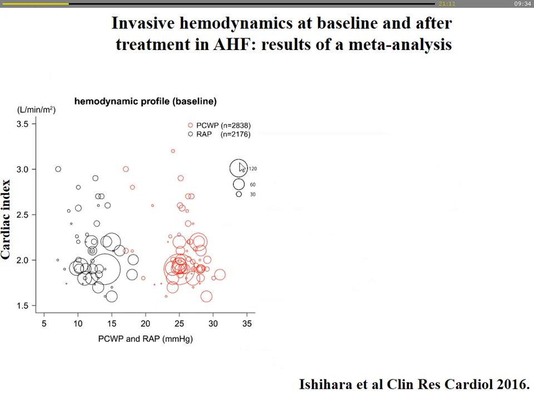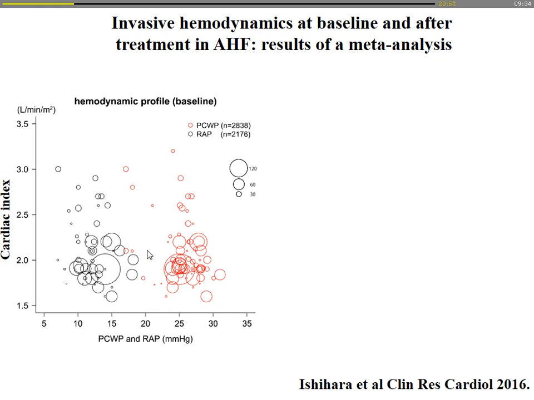The larger the circle, the larger the number of patients in the study. You can see here we put cardiac index. Here in red we have wedge pressure. Then you see that the large majority of patients indeed had acute heart failure with a very high wedge pressure, more than 25. Clearly these are patients coming with pulmonary edema related to acute heart failure.